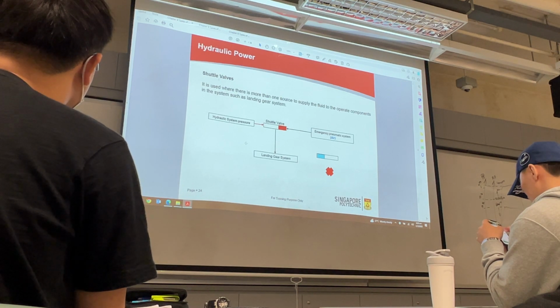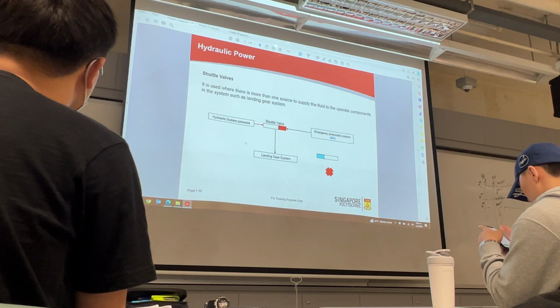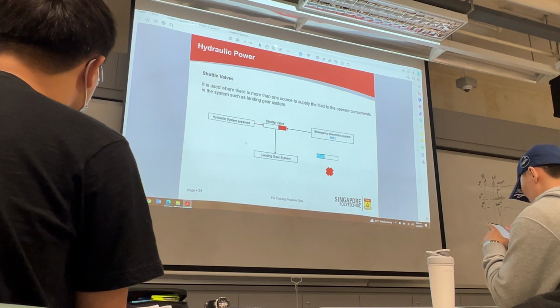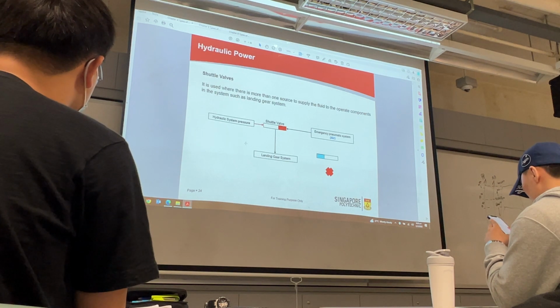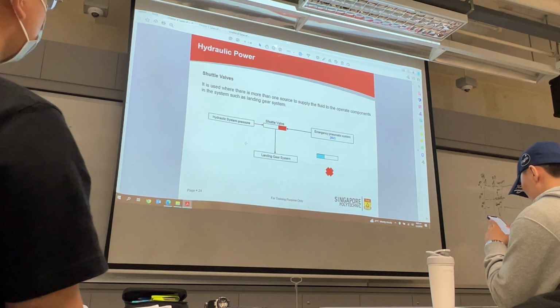Once it extends, the door will open, right? Then the gear is coming down by what? Gravity. Remember? Without hydraulic also never mind, but we must ensure that it functions properly. That's why we have orifice check valve there. Alright, so that's what it means.